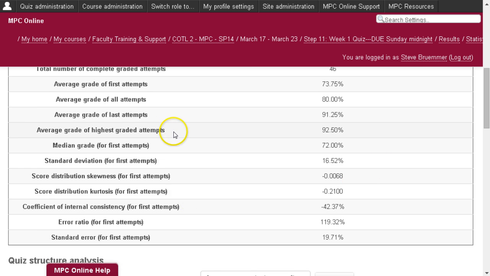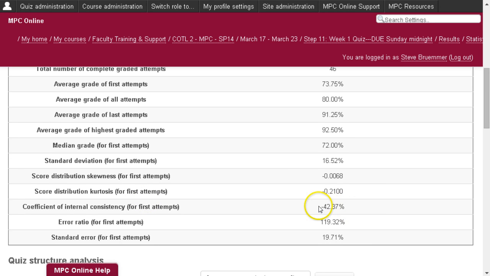I don't understand all the numbers in here. This one, for instance, coefficient of internal consistency. This looks suspicious, doesn't it, that it's a negative number? Well, let me read what it says in the documentation for quizzes. For the coefficient, it is impossible to get internal consistency much above 90%. Anything above 75 is satisfactory. If the value is below 64, the test as a whole is unsatisfactory and remedial measures should be considered.